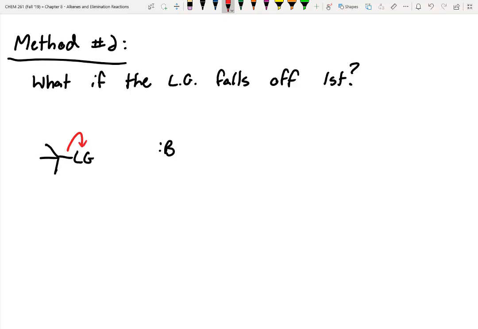So I'm just going to show the leaving group falling off. Sorry, I'm going to move my base over a little bit. And let's say that's our first step. This is favorable because we get our tertiary carbocation, which is relatively stable. It's not great, but it's relatively stable. And then we have our leaving group with the negative charge.